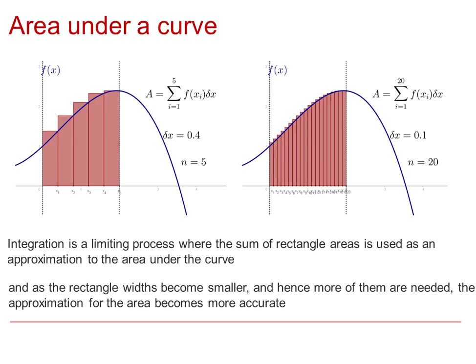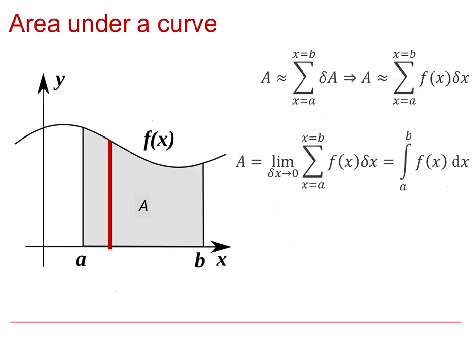In the second diagram we have increased the number of strips to 20 and delta x has reduced accordingly. You can see that would give a more accurate estimate of the area. Integration is the limiting process where the sum of rectangular areas is used as an approximation to the area under the curve. And as we can see, as the rectangle widths become smaller and hence more of them are needed, the approximation from the area becomes far more accurate.